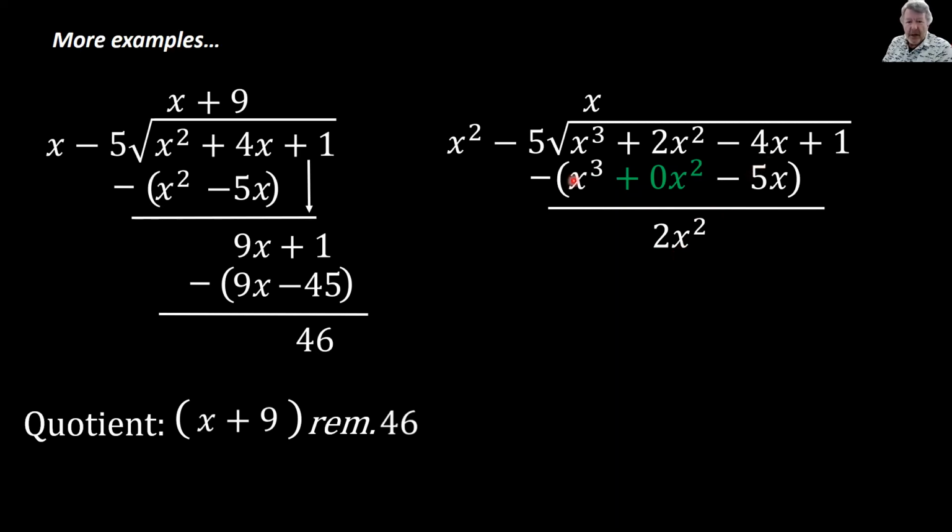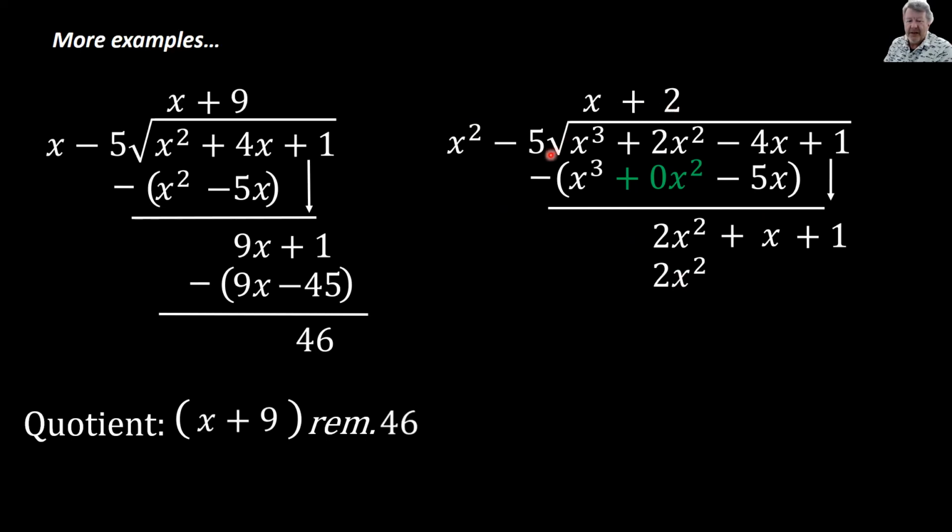Negative 4x minus minus, so plus. So negative 4x plus 5x leaves us with 1x or just x. Great, done. Doesn't hurt by putting nothing in there, does it? Doesn't change anything. Next step is bring down the 1, as you can see there. All right, process again. The x squared into the 2x. So 2x squared divided by x squared leaves us with 2, because the x squareds cancel out. 2 times x squared is 2x squared.